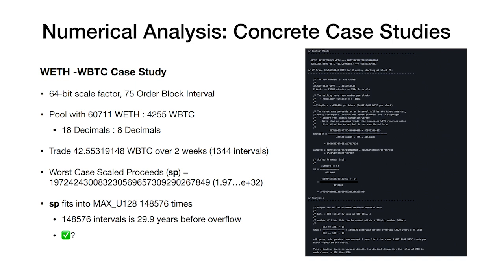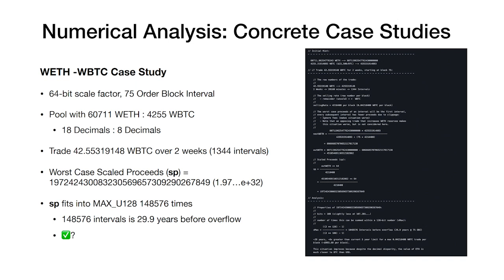You can see the worst case scaled proceeds is like 2 times 10 to the 32, which is huge. But it turns out when you crunch the math, that actually gives you 29 years before overflow. So that's actually pretty good. But 42 wrapped Bitcoin is not a particularly big trade. So if you have a bunch of trades like that, maybe 6 of those, all of a sudden you're down to 5 years. So I still didn't know if it was really good.